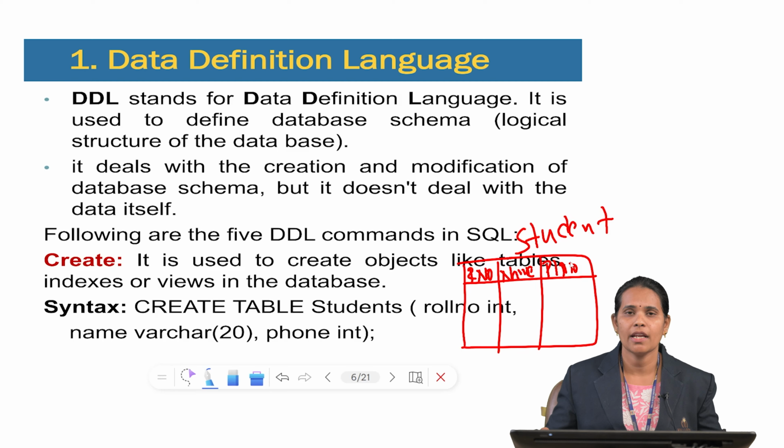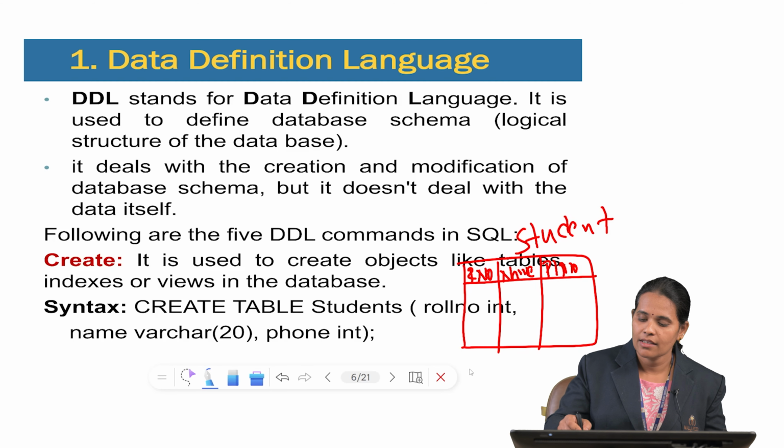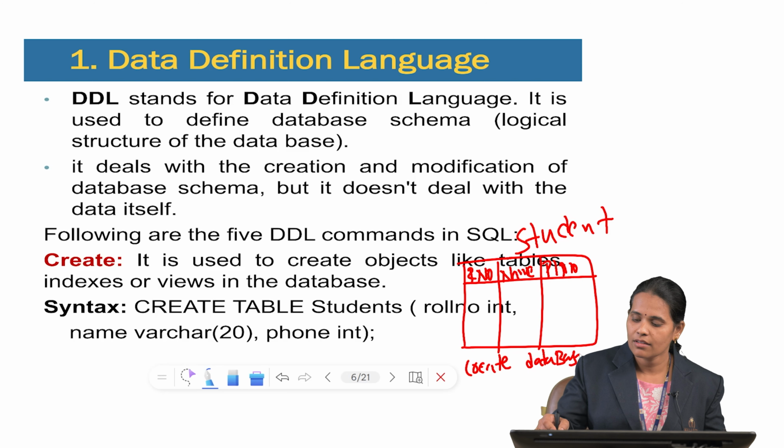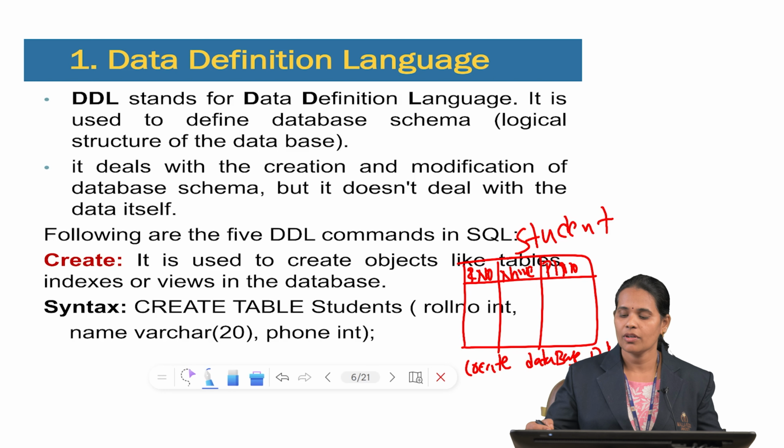Suppose if I want to create a database, the syntax is create database, database name, semicolon. So here we need to mention the database name. Here my database name is cybersecurity. So create database cybersecurity, semicolon. So this create command is used to create the database and table.